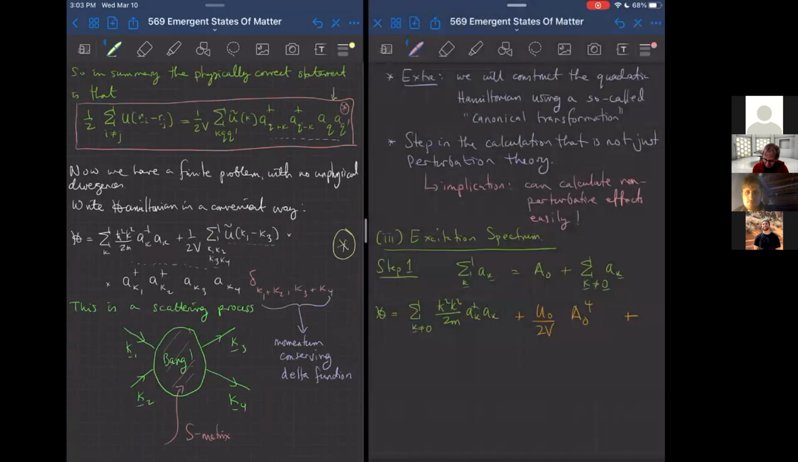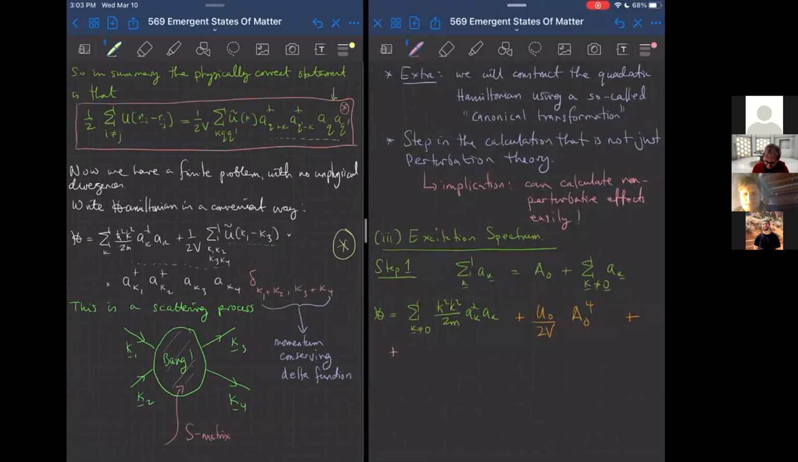Then the next term that you get is going to be a term which has two powers of capital A_0 and two powers of a_k's. So the next term will be U_0 a_0 squared over 2V, the sum over k not equal to zero, and then I'm going to have a_k dagger a_minus-k dagger plus a_k a_minus-k plus 4 a_k dagger a_k. So I've got the quartic terms, which is all the a_0's multiplied together. Then I've got the cross terms with two factors of a_0 and two factors of the annihilation and creation operators.